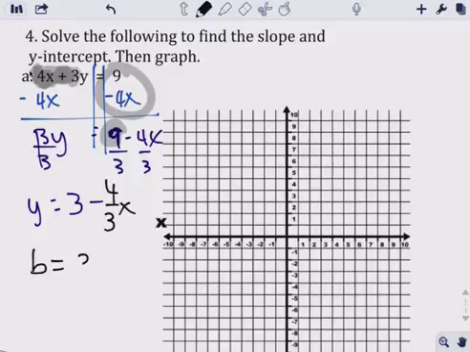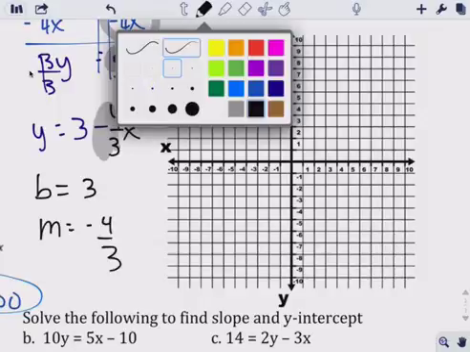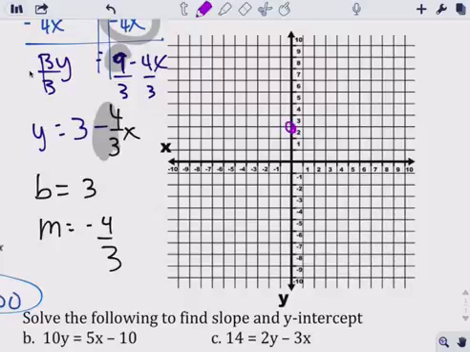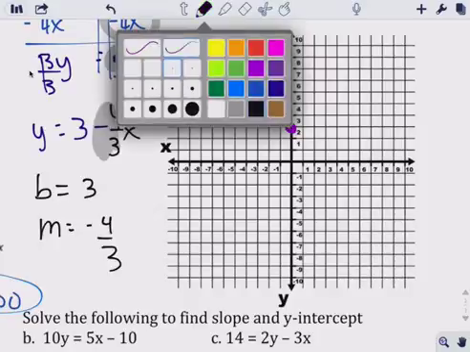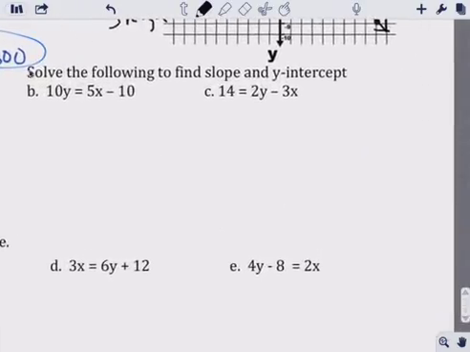We know that b is 3, and our slope is negative 4 over 3. We can graph that as 3 here. From there you go down because it's negative. Down 4 over 3. Down 4 over 3. Up 4 over 3. Okay, and we like that. And there goes our answer, B.